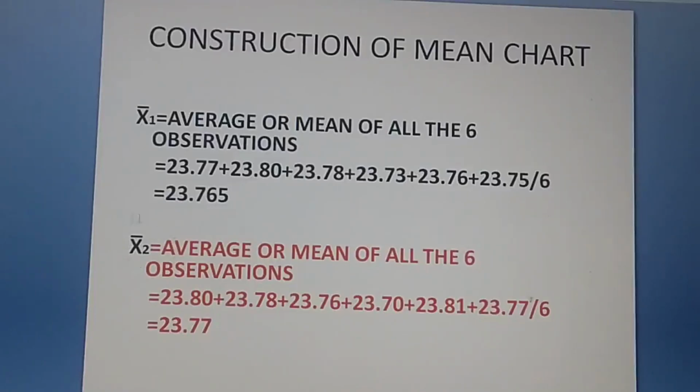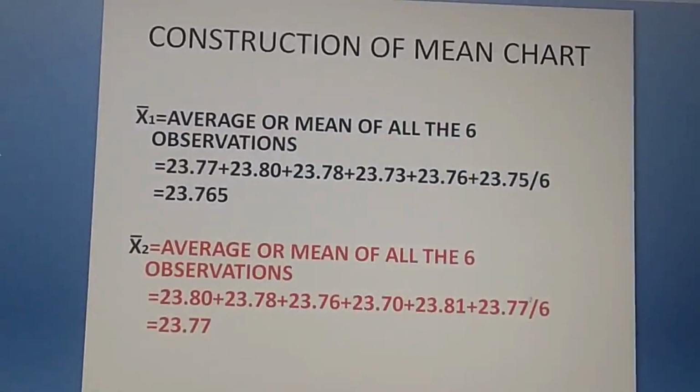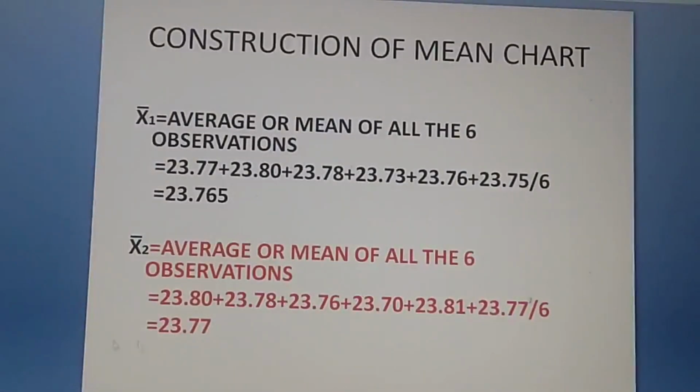Similarly, x2 bar for sample number 2 is the average or mean of all the 6 observations in sample number 2. So you all see that 23.80, 23.78, 23.76, up to 23.77 is the 6th observation. So you have to add them up, divide by 6, and you get the value 23.77.